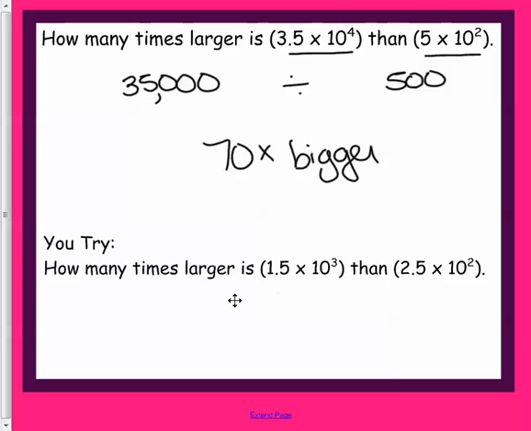Go ahead and try this one for me, and I'll be back in just a second to show you what I did. So if we have 1 and 5/10 times 10 to the 3rd power, we really have 1,500. If we have 2 and 5/10 times 10 to the 2nd power, we really have 250. So if we divide those, 1,500 divided by 250 gives us 6. So it is 6 times larger.